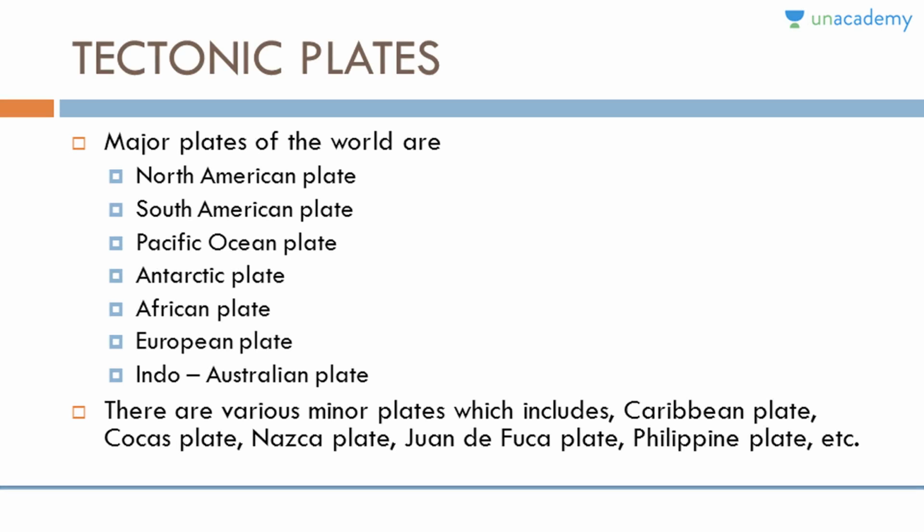As explained, there are 7 major plates, which are North American plate, South American plate, Pacific Ocean plate, Antarctic plate, African plate, European plate, and Indo-Australian plate. Apart from these major plates, there are various minor plates, which include Caribbean plate, Cocos plate, Nazca plate, Juan de Fuca plate, and Philippine plate, etc.